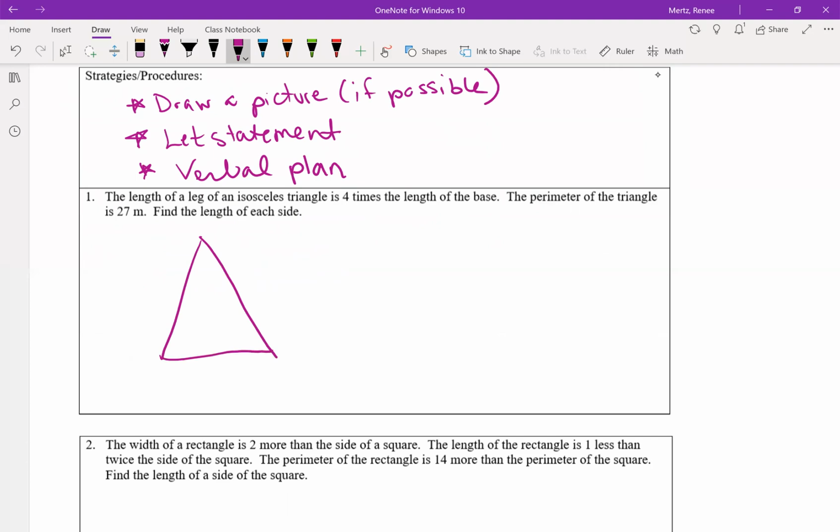The length of the leg is 4 times the length of a base. That means our base is x. The legs are the same, they're matching. So it's 4x and 4x.